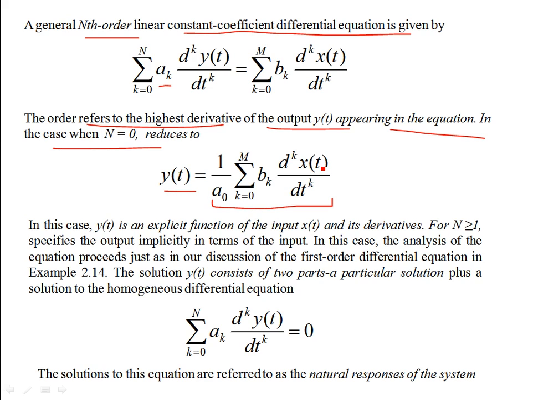You don't need past outputs to compute the present output, right? So in this case, y(t) becomes an explicit function of the input and its derivatives. It's only depending on x(t) and its derivatives. So for n greater than or equal to 1, the equation specifies the output implicitly in terms of the input.